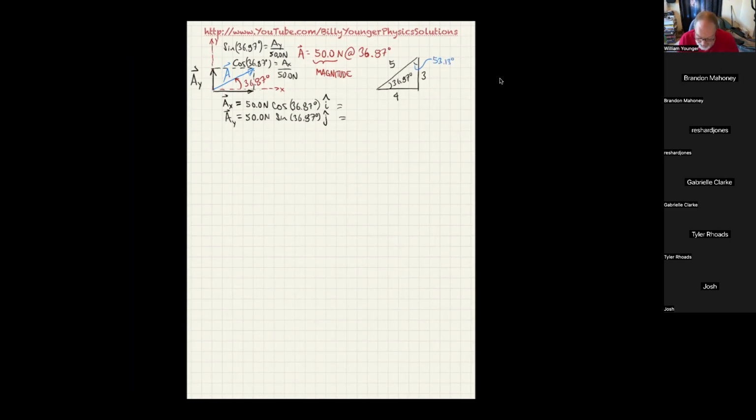So we can clearly see that the hypotenuse is a multiple of 50. Specifically, it's 10 times 50. So the y component should have been the 30, which is where I screwed up. I wasn't paying close enough attention. But the y component should be the 30, which would be 30.0 newtons j hat, and the x component would be 40, and that would be in the i hat direction. Any questions on that?